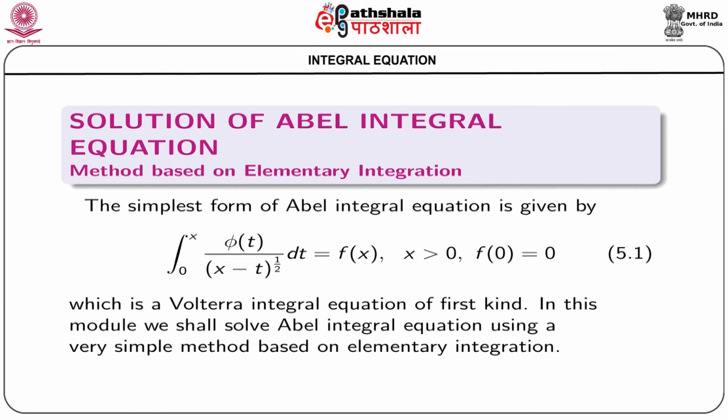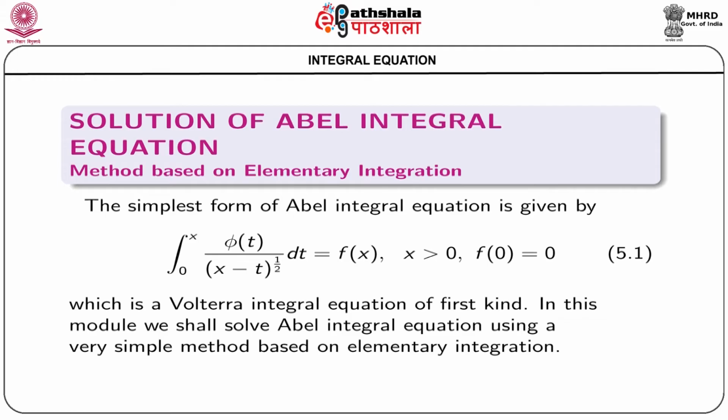The upper range of integration is variable. So, this integral equation is often referred to as Volterra integral equation of first kind. Now we shall solve this simplest form of Abel integral equation by using a method based on elementary integration.